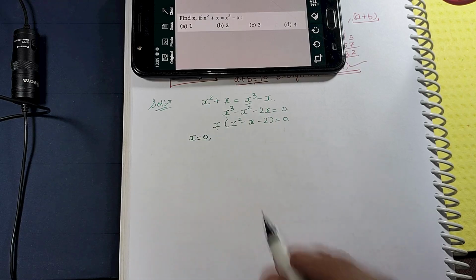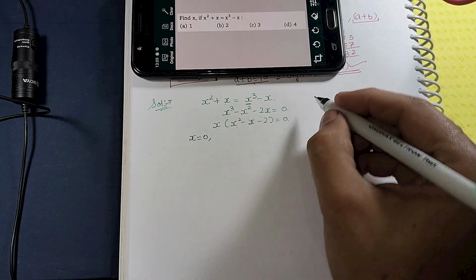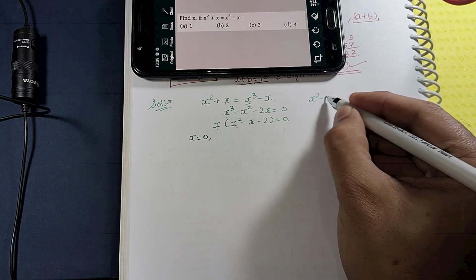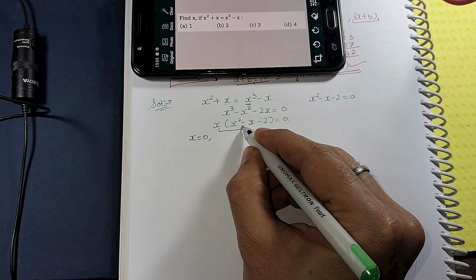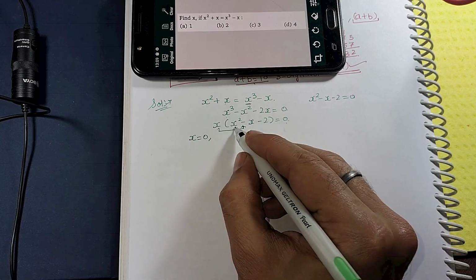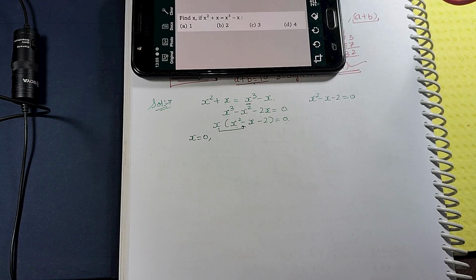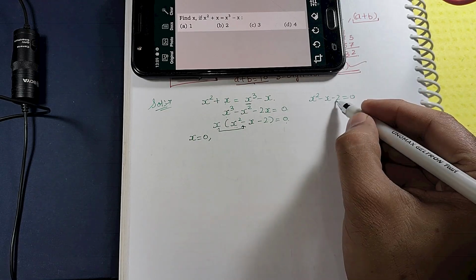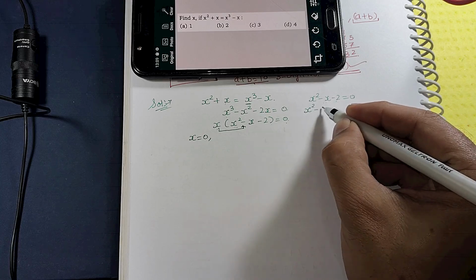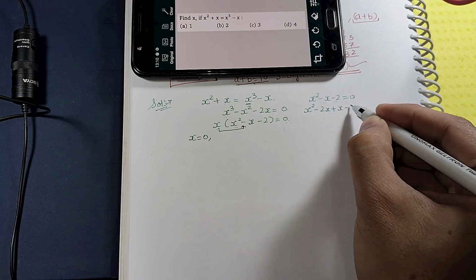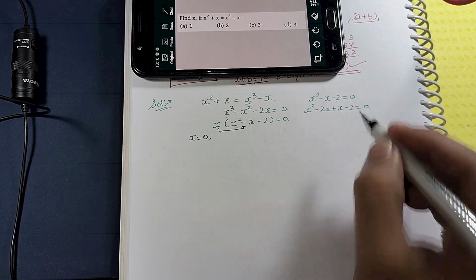Now to find the other two values, here it is a quadratic equation, so this will be x square minus x minus 2 equal to 0. Because for this product to be equal to 0, either x should be equal to 0 or this whole should be equal to 0, right? Now the product is minus 2, and here we need the sum minus 1.